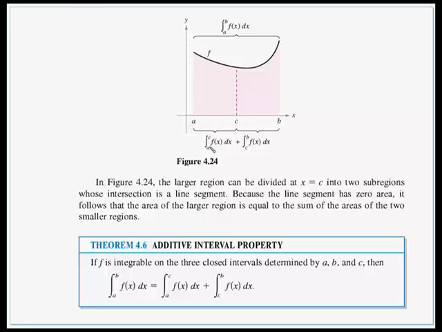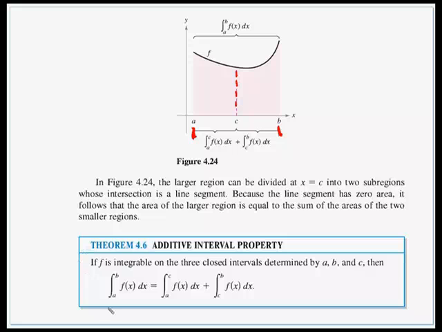Okay, in the figure above, the larger section, we have our integral from a to b. This larger region can be divided at a point c in the middle. So we're going to pick any point c in the middle, and we subdivide our region into two subregions. Because the line segment has 0 area, it follows that the area of the larger region is equal to the sum of the two smaller regions.